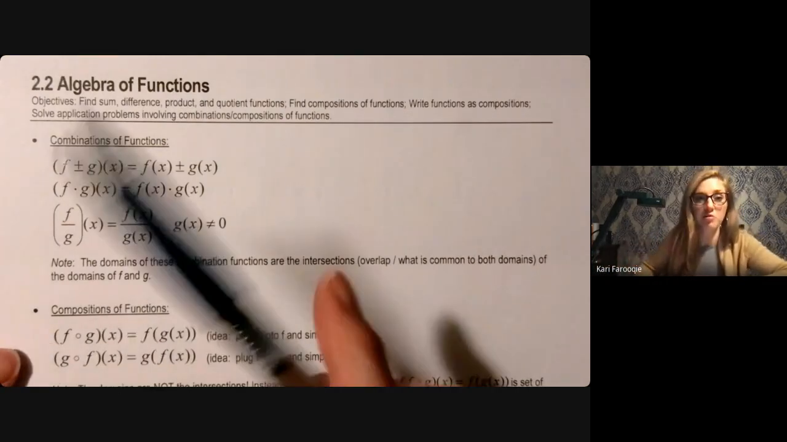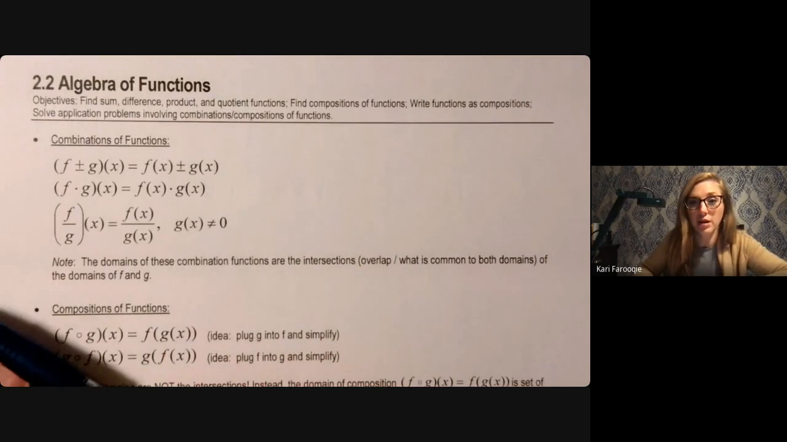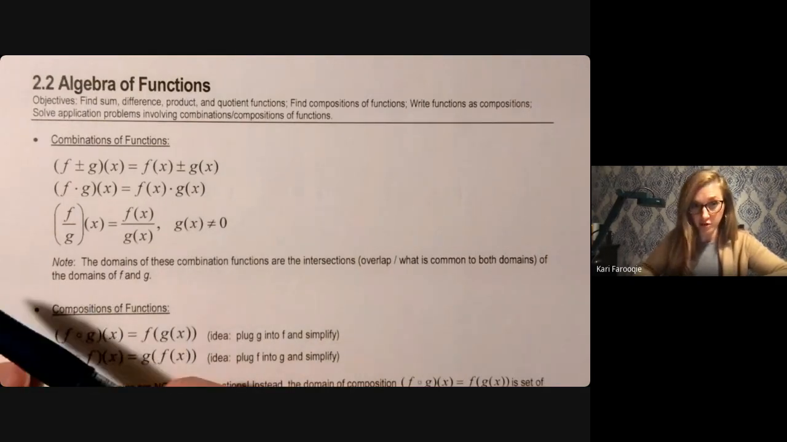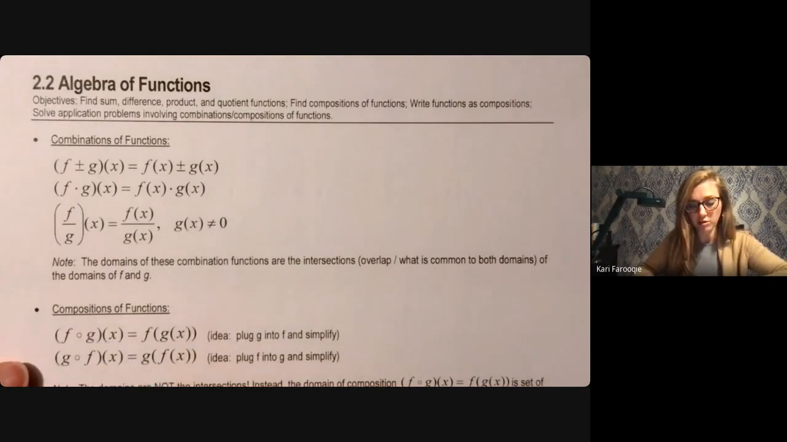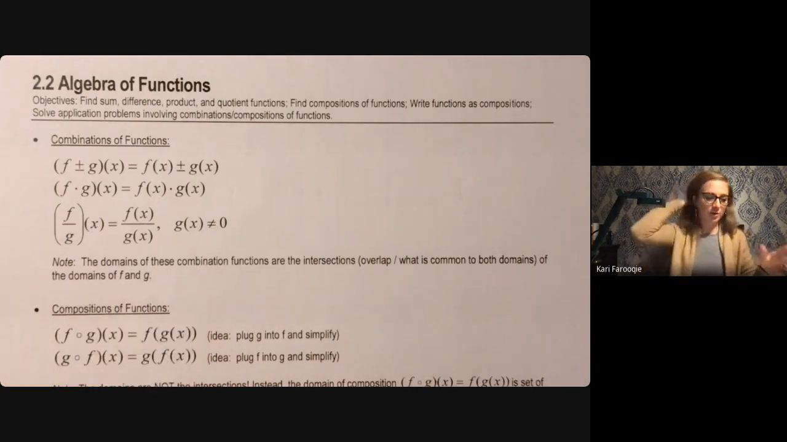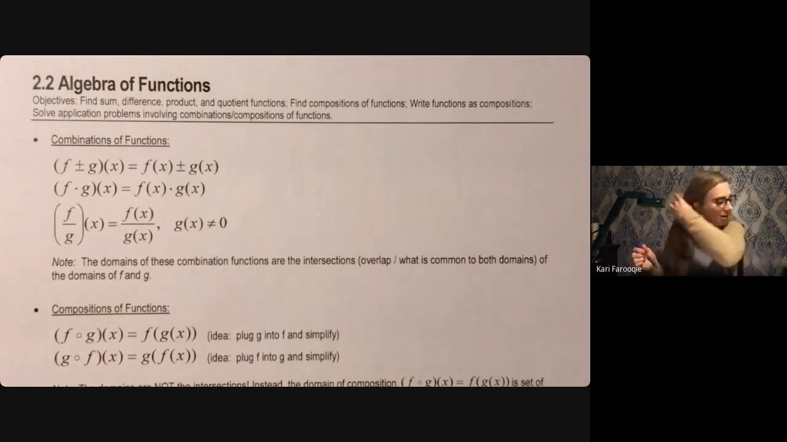So we'll be combining them using sum, difference, product, quotient. We're going to talk about composite functions. We'll do some applications, and we'll even talk about something called the difference quotient, which you have seen before. They're a little bit of work, but I find that they're a lot of fun. So let's talk about combinations of functions.